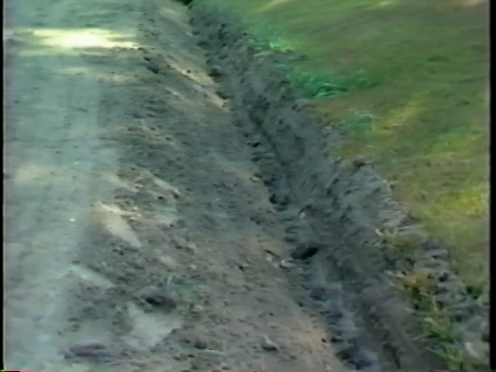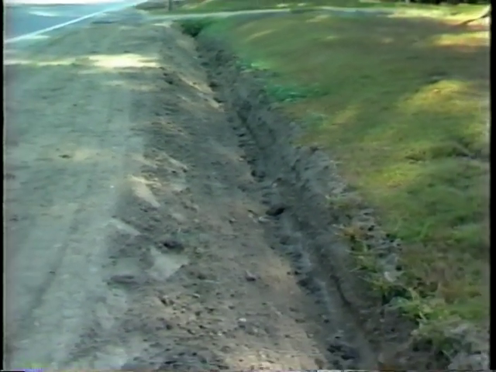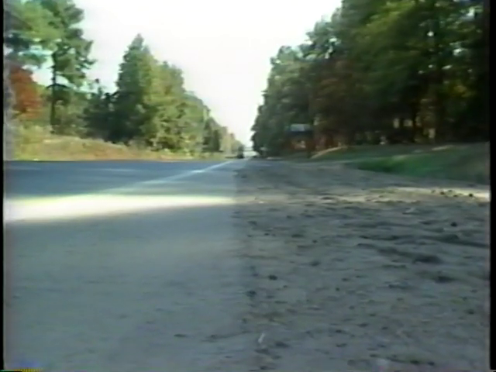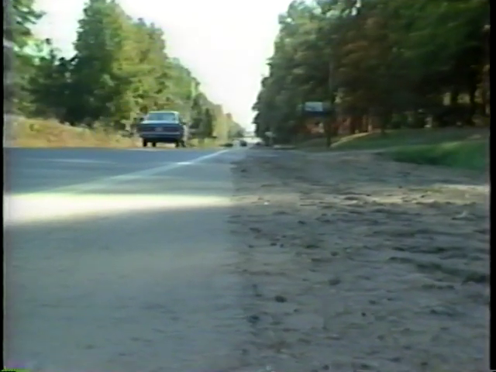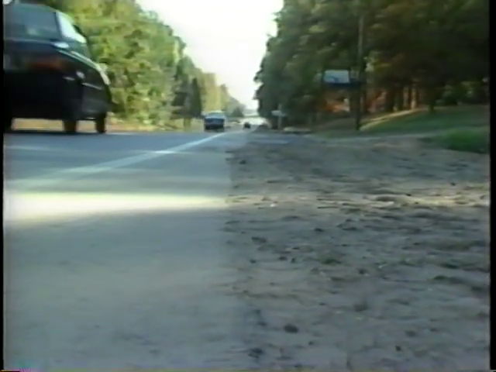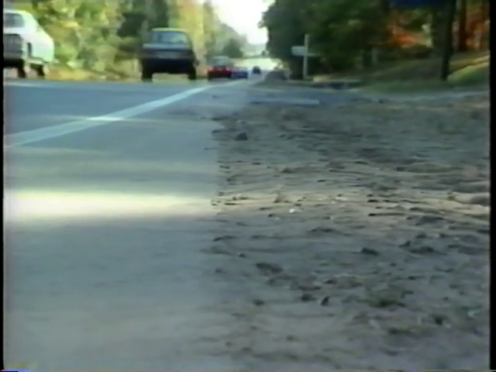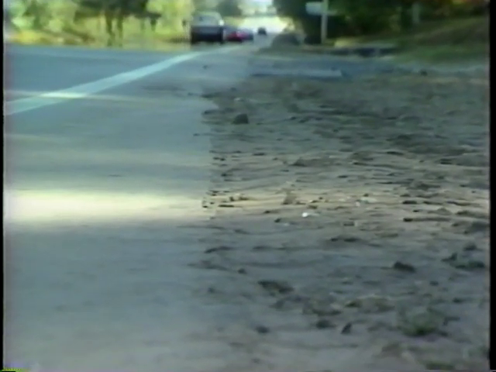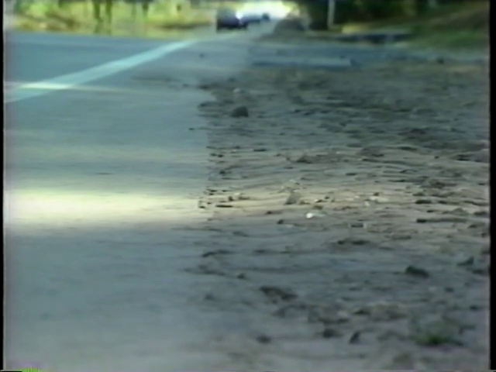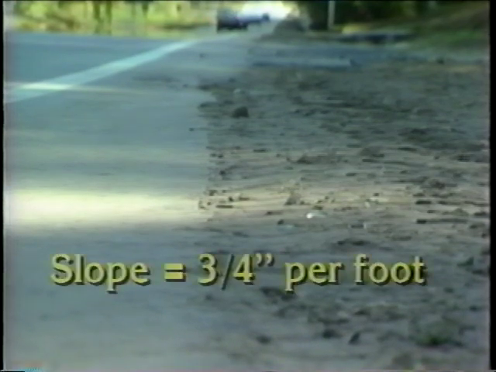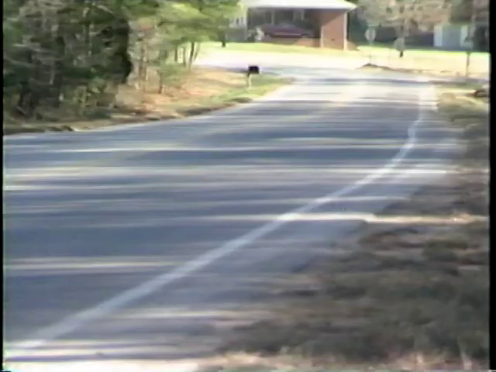Proper drainage is vital to a good roadway. This shoulder will allow drainage away from the edge of the pavement. The shoulder elevation is the same or slightly lower than the edge of the pavement. The shoulder is sloped toward the ditch. This slope should be approximately 3/4 inch per foot, or as originally designed. It should be greater than that of the pavement.